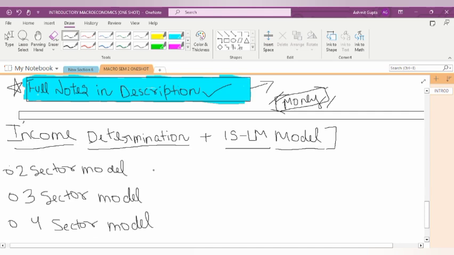Now we will straight away move to income determination and the IS-LM model, which are basically a club topic, and there is huge weightage for these topics in the semester 2 exam. Okay, so now we had a two-sector model in which we have the household sector and the business sector.